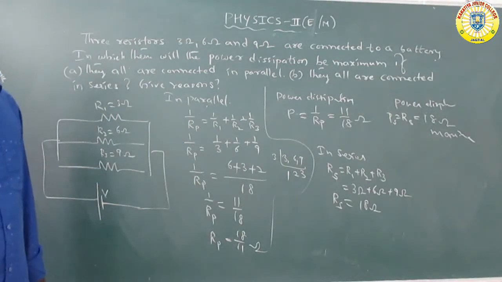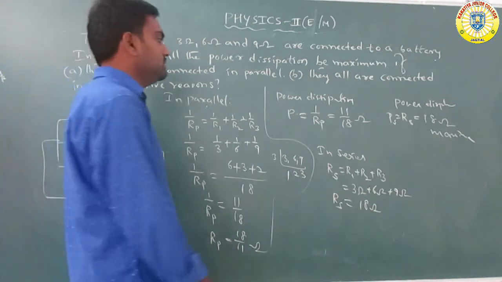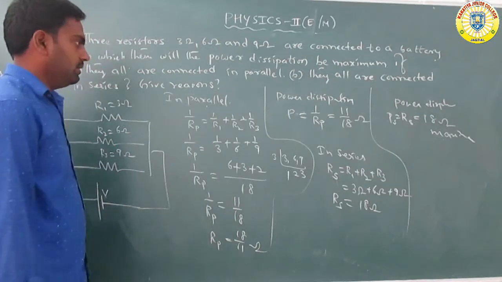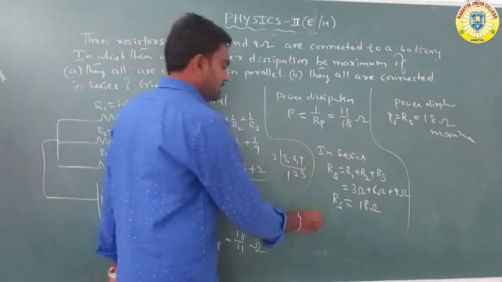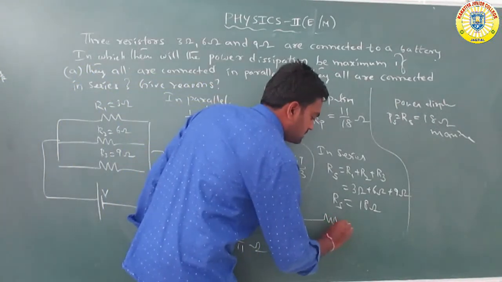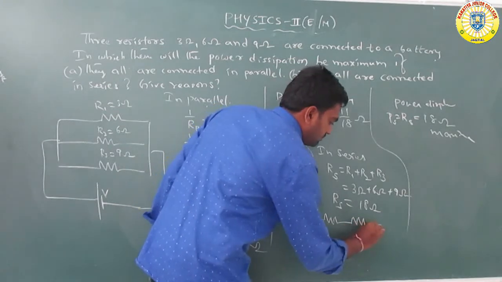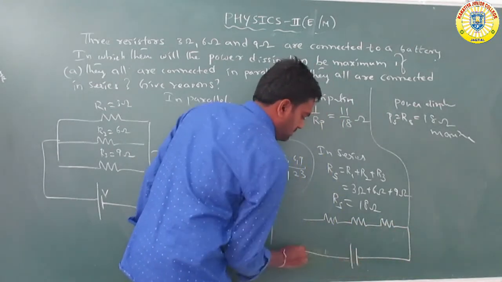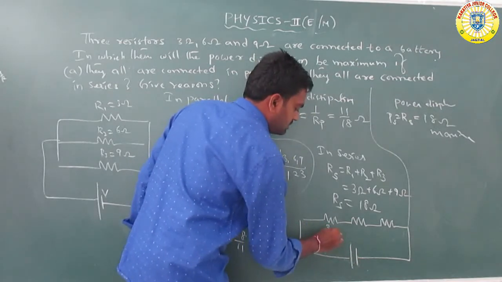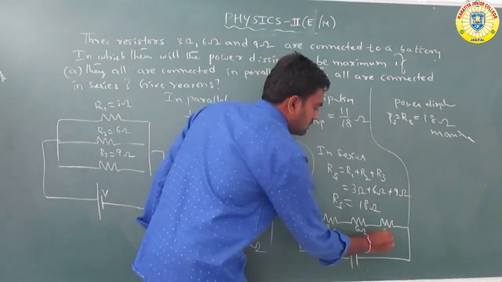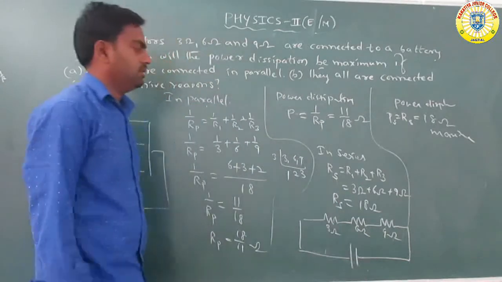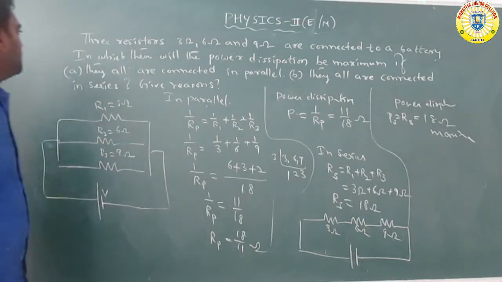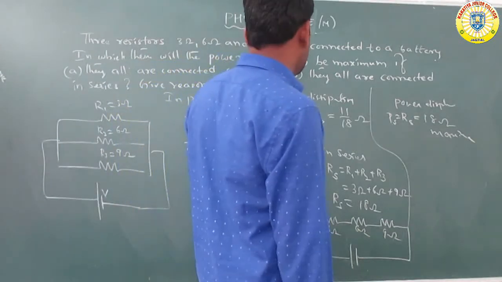Got it? In a series combination, the three resistors, 3 ohms, 6 ohms and 9 ohms, are connected to a battery in series. Okay, got it. So that is the reason the series combination is taken.